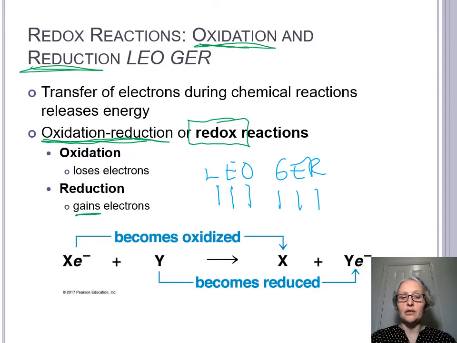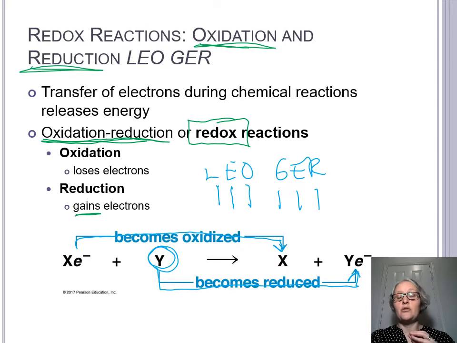Down here, you can see a nice equation of this. We've got X, what's happening? It's lost the electrons, so it's been oxidized. Whereas on the other hand, Y has gained the electrons, so it's being reduced. And we're going to see this happen in cellular respiration. Cellular respiration is a redox reaction. Things are going to be losing electrons and other items are going to be gaining those electrons. And this is important because each time those electrons are moved around, that's releasing energy that we can capture to do work.